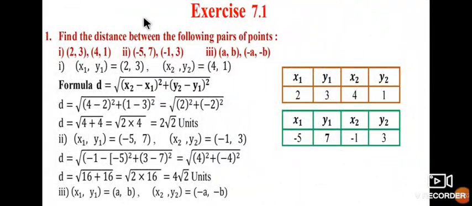Now move on to the next problems. Find the distance between the following pair of points. The first one is 2 comma 3 and 4 comma 1. Second is minus 5 comma 7 and minus 1 comma 3. Third one is a comma b and minus a comma minus b.